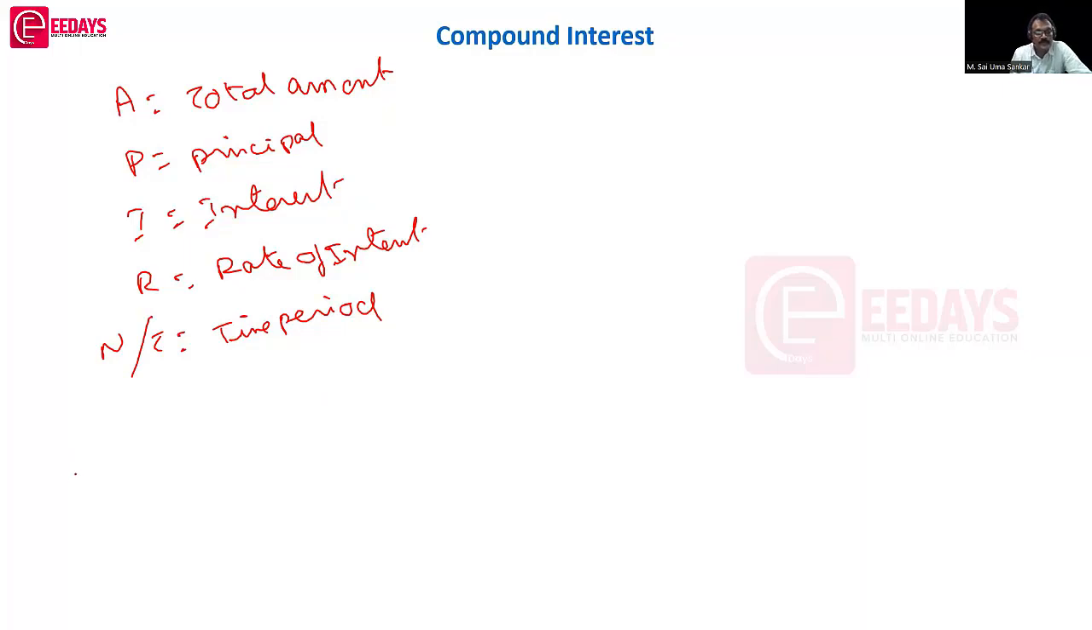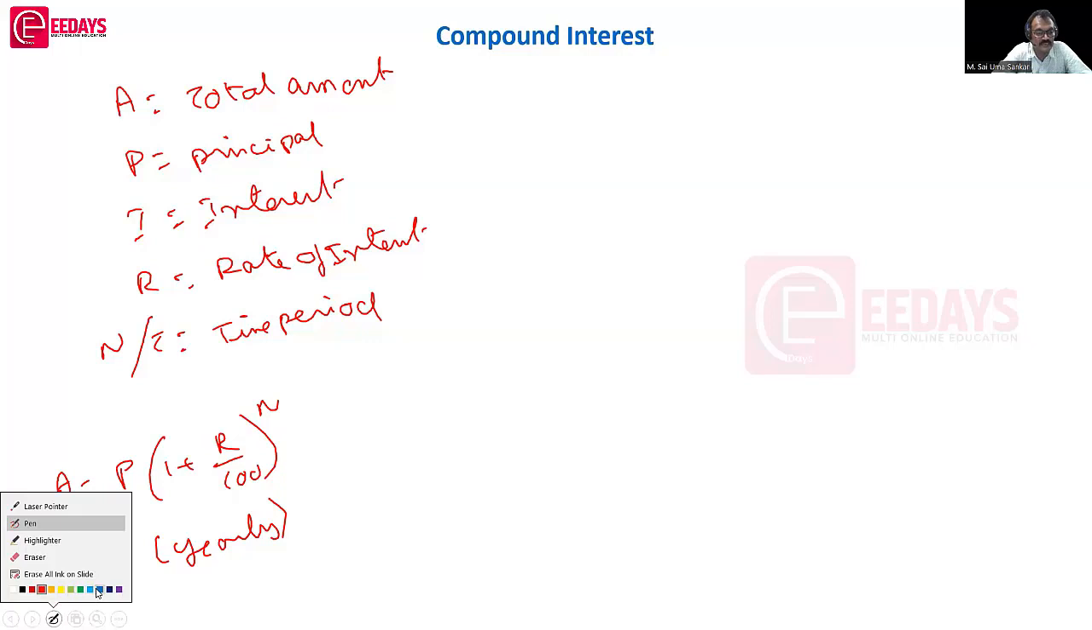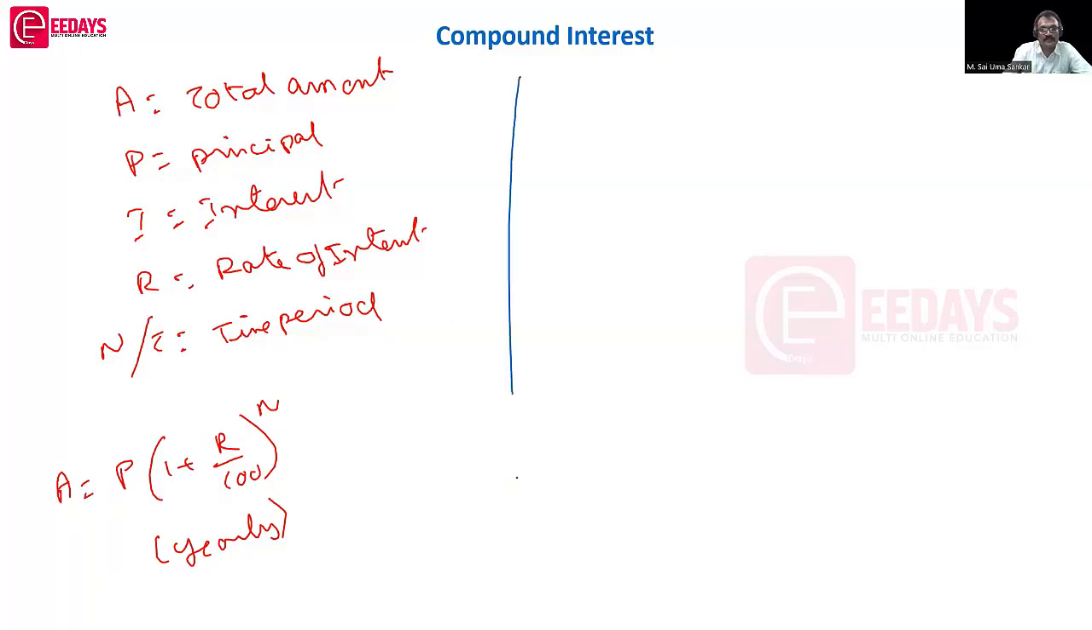Here కాంపౌండ్ మన సింపుల్ ఇంట్రెస్ట్ లో I ఈక్వల్ టు PTR by 100 అన్నాం. అంటే ఏంటి, ఇంట్రెస్ట్ క్యాలిక్యులేట్ చేస్తాం. బట్ ఇక్కడ ఏంటంటే టోటల్ అమౌంట్ ఈజ్ ఈక్వల్ టు P ఇంటూ 1 ప్లస్ R by 100 whole to the power of N or T, whatever it is. Okay, this is the formula. If you are calculating interest yearly, then A equal to P into 1 plus R by 100 whole to the power of N.